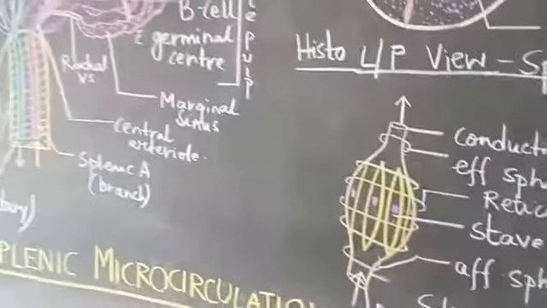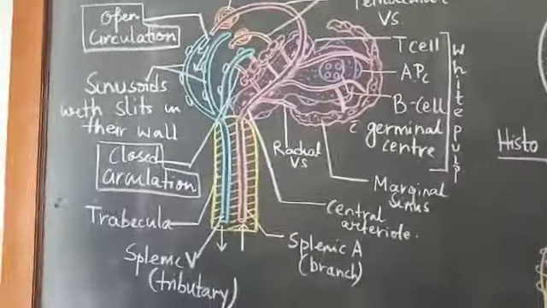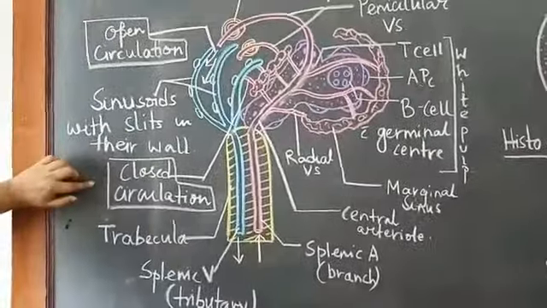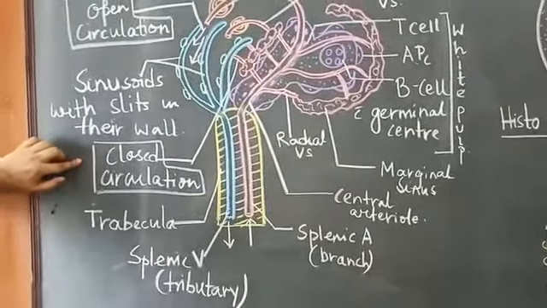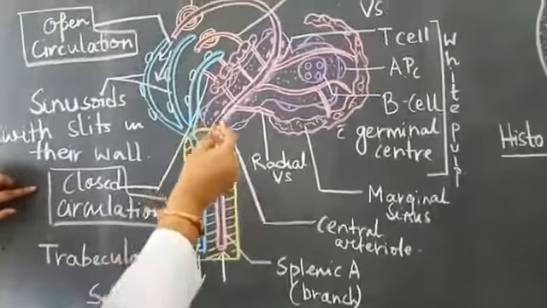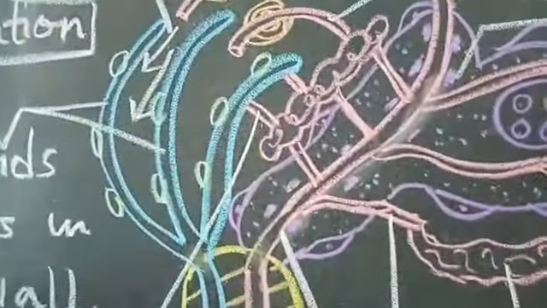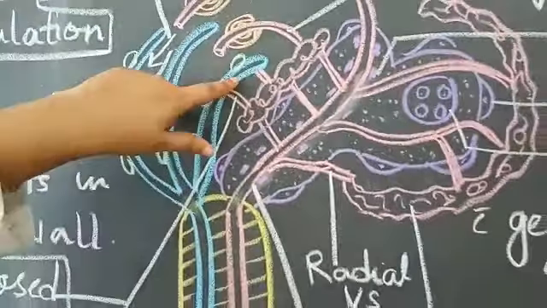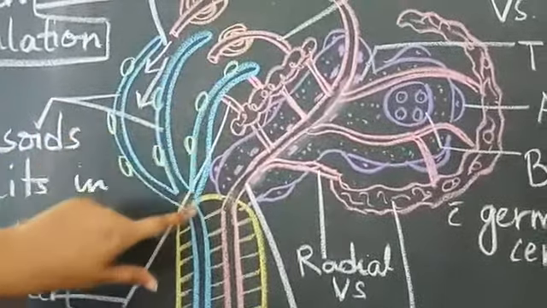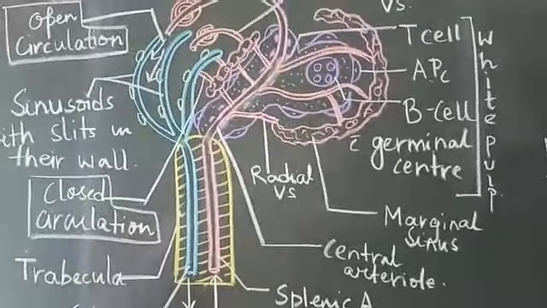So again come to this diagram. There are two schools of thought I have already told you. One is the closed circulation. The majority of the blood flows through this closed circulation. That is, as soon as blood comes out through these penicillar branches, it will enter directly into these splenic sinusoids, and ultimately pass through the tributaries of the splenic vein.